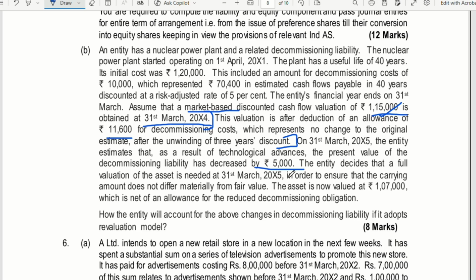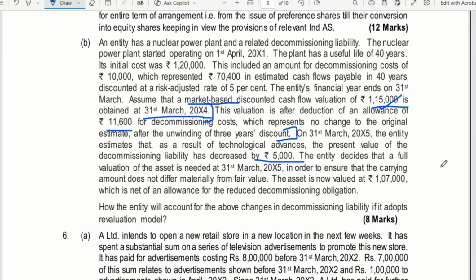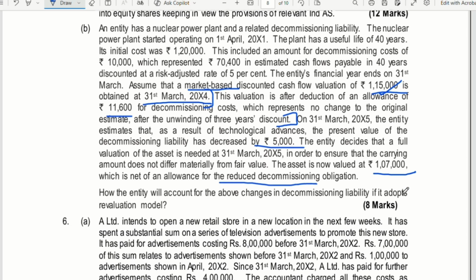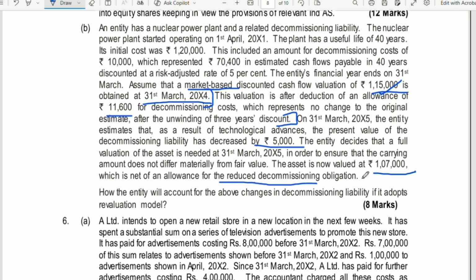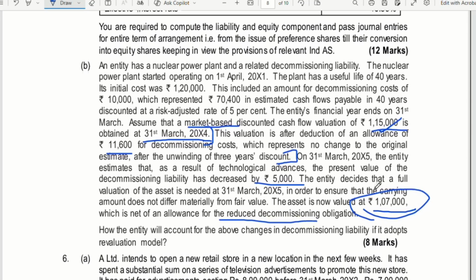तो हम देखते हैं. The entity decided that a full valuation of the asset is needed at 31st March 2005 in order to ensure that carrying amount does not differ materially from fair value. The asset is now valued at rupees 1,07,000, which is the net of allowance for the reduced decommissioning obligation. So यहाँ पे भी net of allowance दिया है, यहाँ पे भी decommissioning obligation include नहीं है, तो इसमें भी add करेंगे हम लोग. और यहाँ पे देखो वापस से रिवैल्यूएशन हो रहा है. ओके, सो हम लोग अभी सेकंड पार्ट देखते हैं उसको कैसे सॉल्व करेंगे.